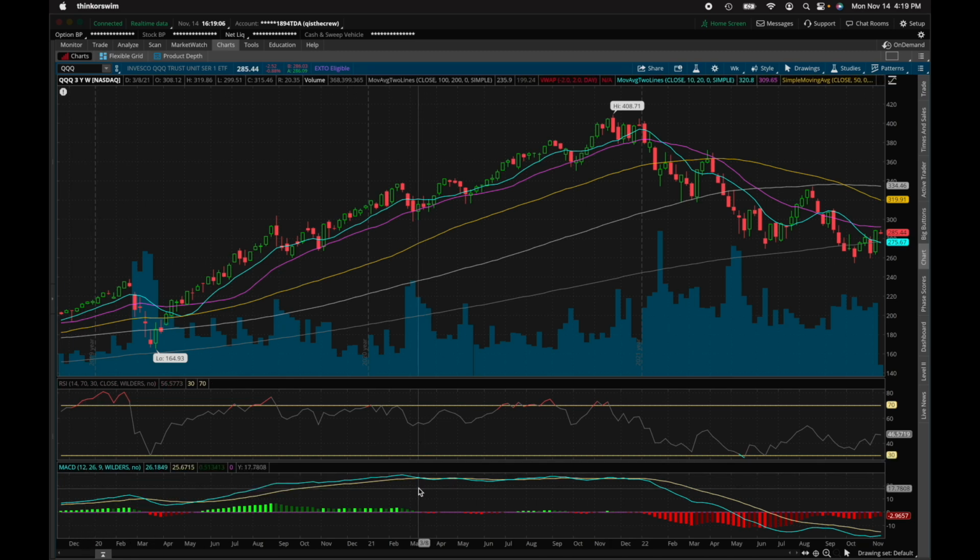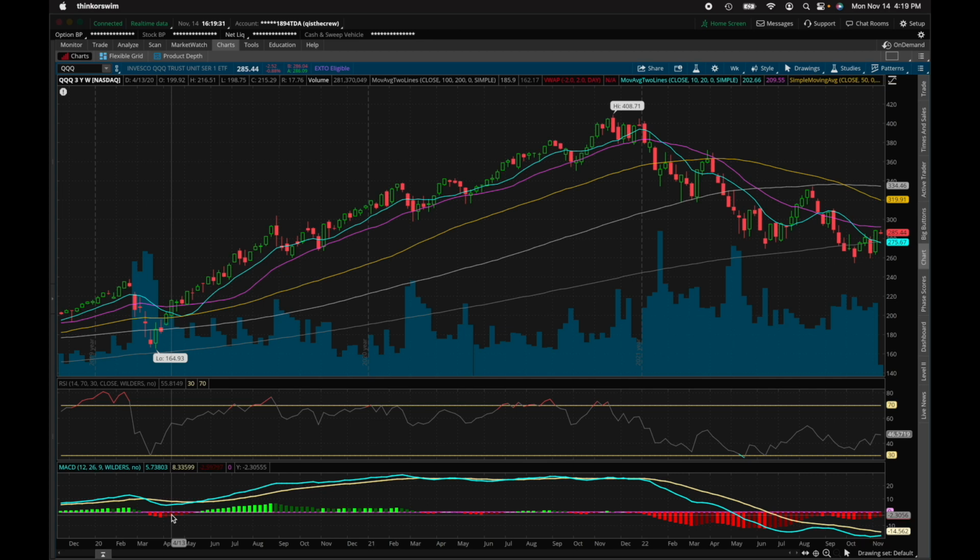Now the MACD has 3 different parts, and one part has 2 parts. So that's going to be the first part, which is the middle is 0, everything above 0, and everything below 0. The second part is going to be those 2 lines which cross up and down, which is a signal in itself. And then the third part is going to be the histogram, which is these green dashes and these red dashes that you see here.